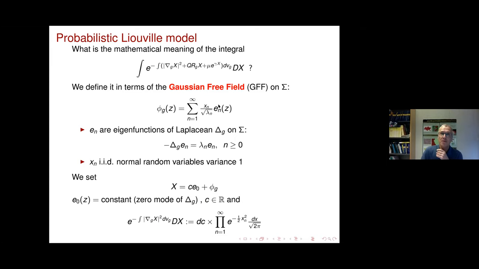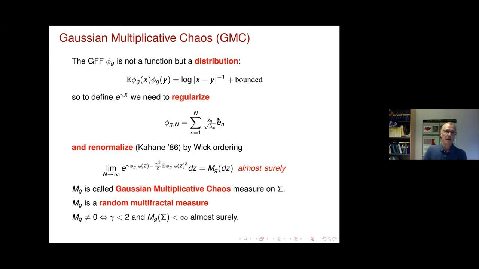Now you're supposed to look at this term. This one is linear in X, so that's not a problem, but this one is more of a problem because it's exponential. Of course we know again what to do with that. Why is it a problem? It's a problem because the two-dimensional free field has a logarithmic singularity at coinciding points, so it's not clear a priori what it means to take nonlinear functions of it. The way to do it, of course, is to regularize it. Instead of taking the infinite sum, you take a finite sum, and then renormalize, namely multiply by a constant so that you have a limit in the end. The renormalization is just Wick ordering: you take the exponential of this regularized thing and subtract the exponent, the variance times gamma squared over 2.